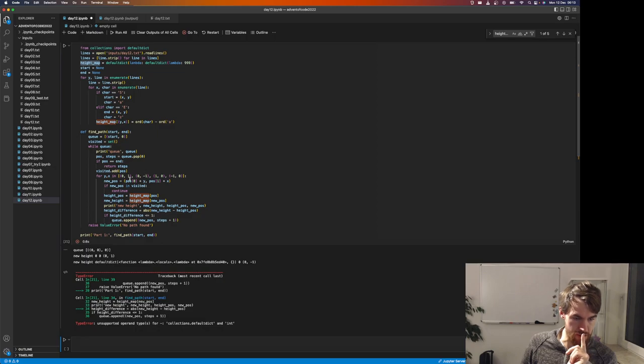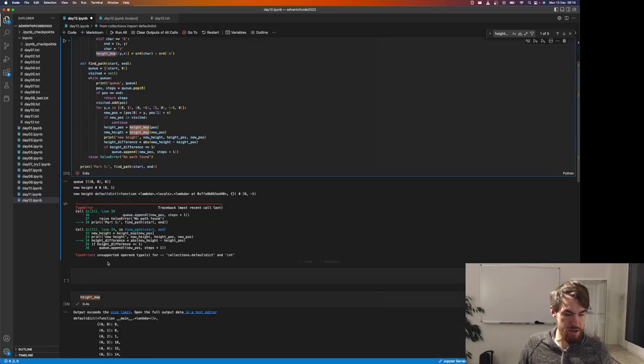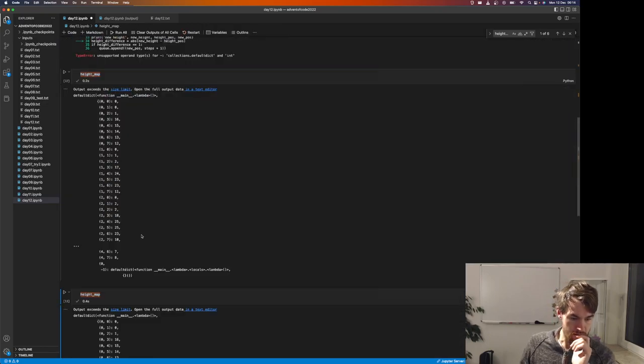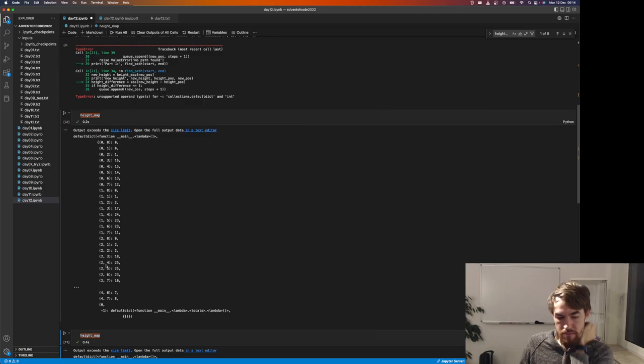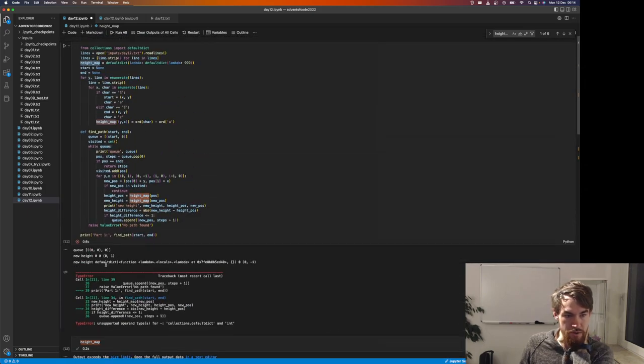It is really the first time we do this plus x, this plus y. What is happening to our height map, actually? Let me check that one again. Oh, what?